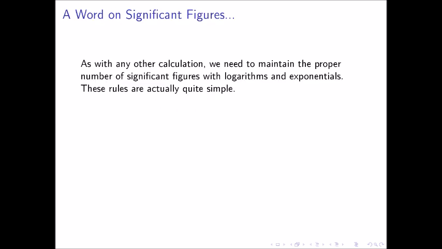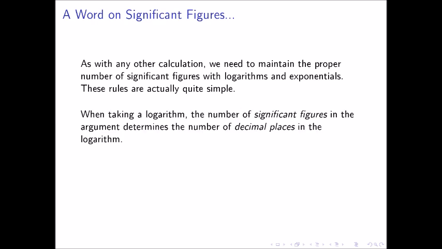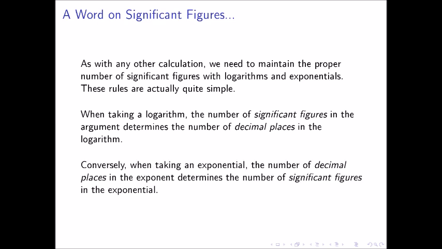As with any other calculation, we need to maintain the proper number of significant figures when dealing with logarithms and exponentials. It turns out these rules are actually quite simple. First, when taking a logarithm, the number of significant figures in the argument of the logarithm determines the number of decimal places in the logarithm. Conversely, when taking an exponential, the number of decimal places in the exponent determines the number of significant figures in the exponential.